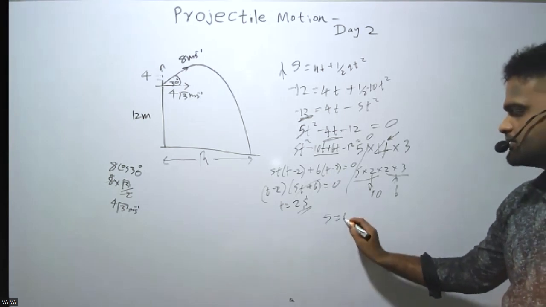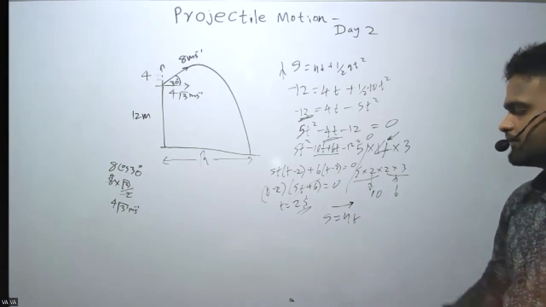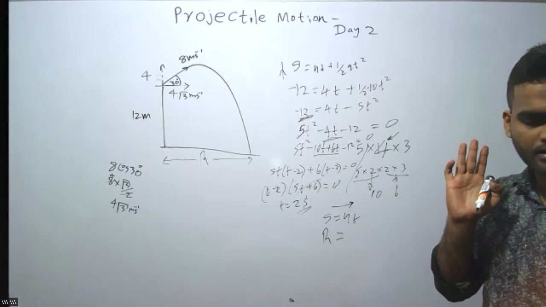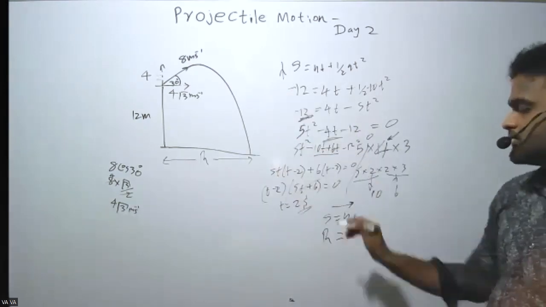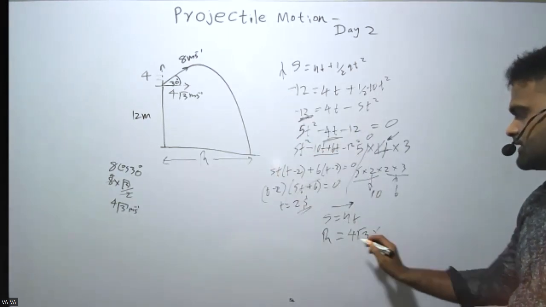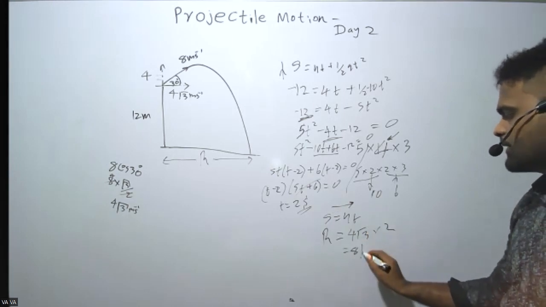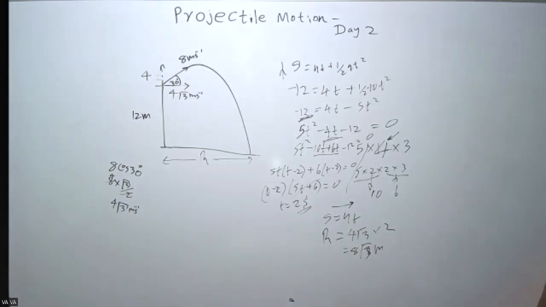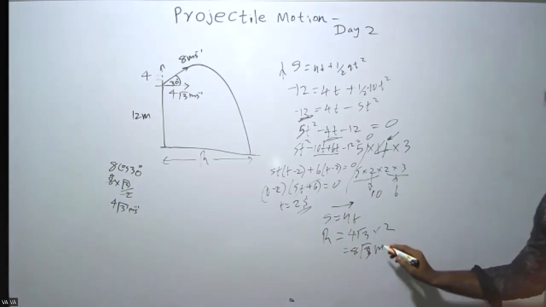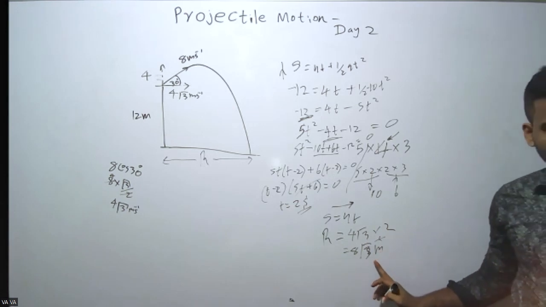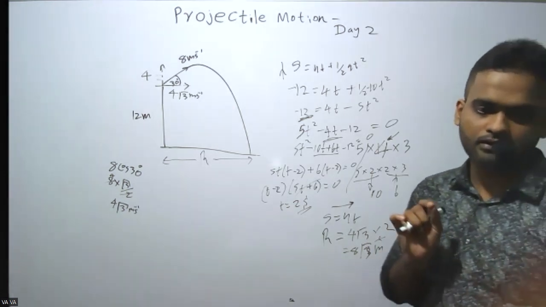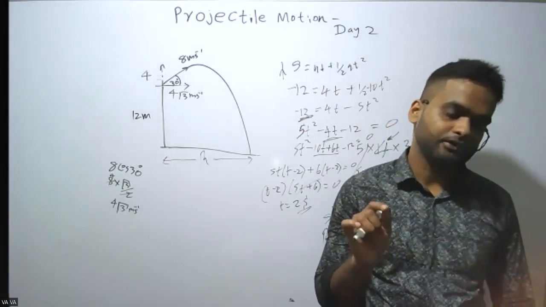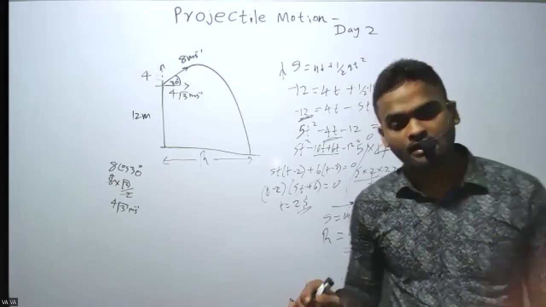Then apply S equals ut horizontally. If someone got the answer, send me, right? So horizontal component 4 root 3. Time is 2 seconds. So we have 8 root 3 meters. So the thing is, you cannot leave the answer like this for an essay question, right? You have to give the answer as a decimal answer.